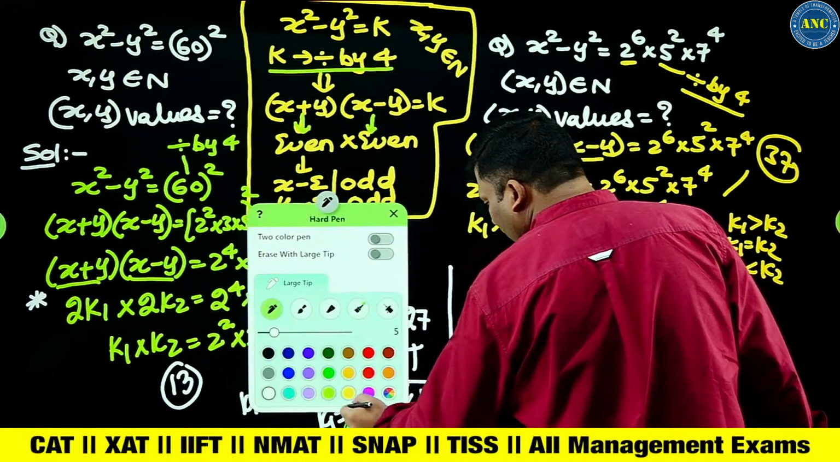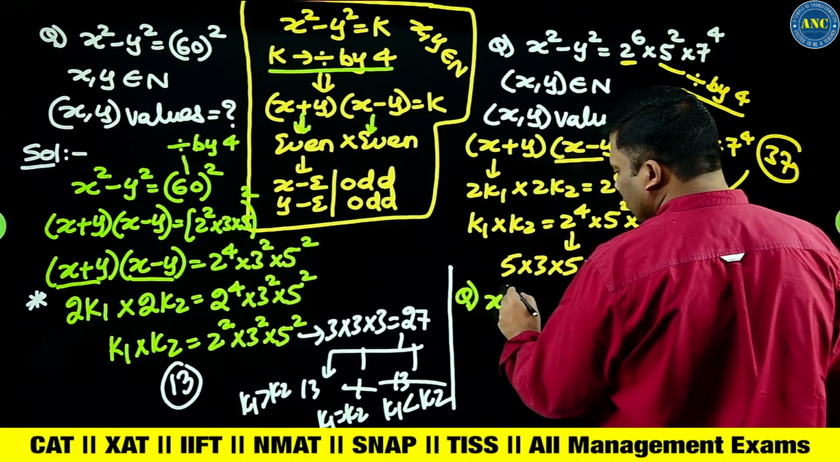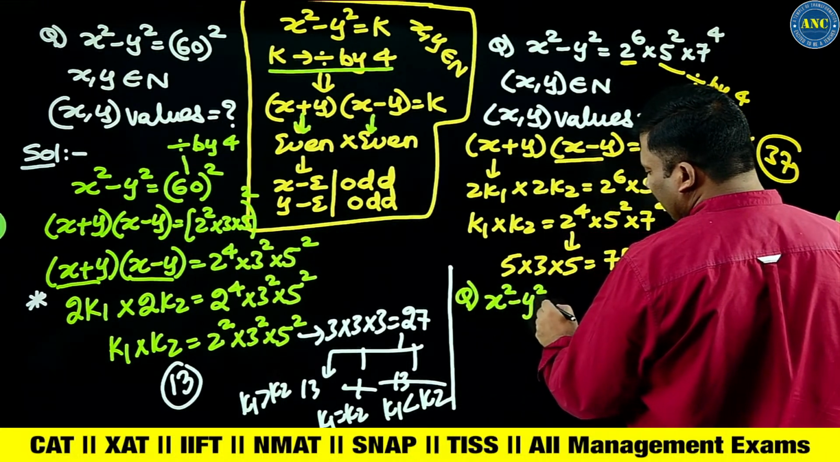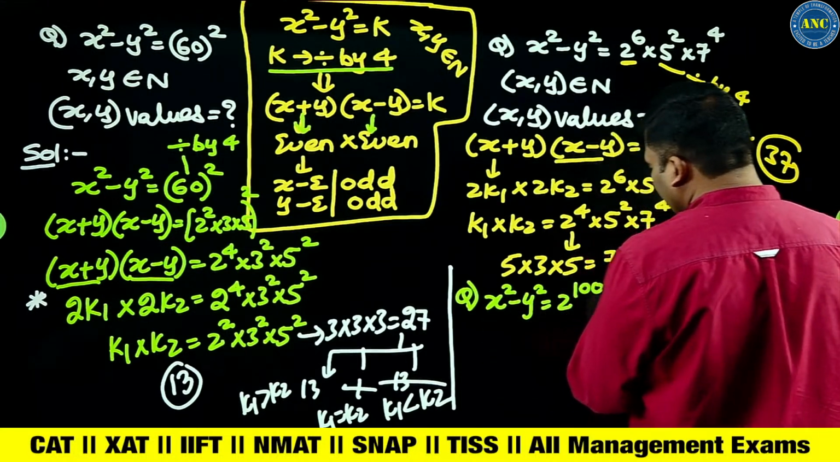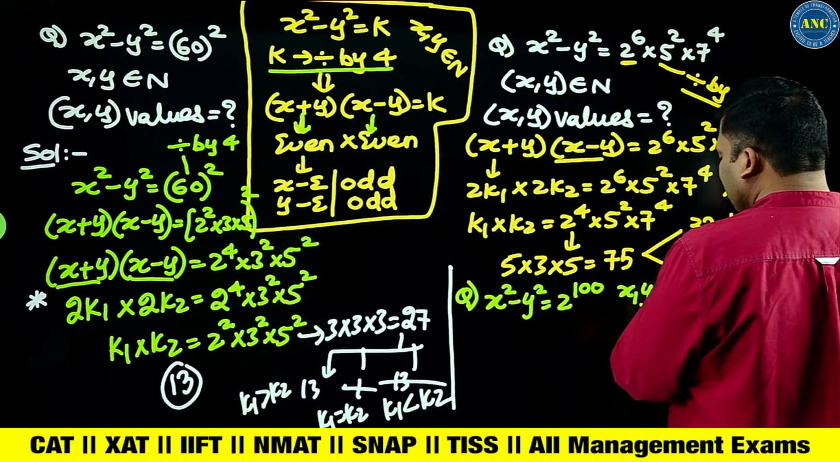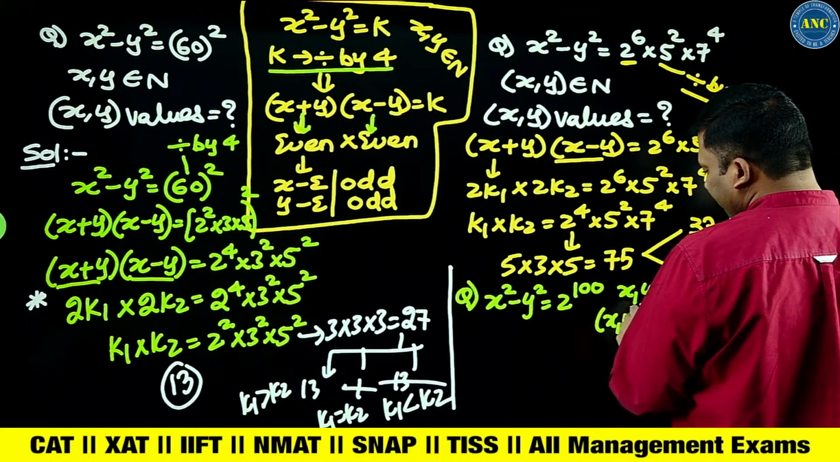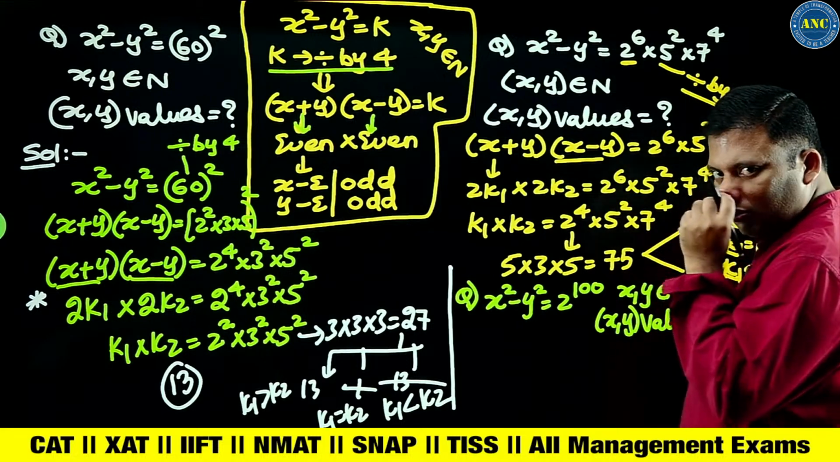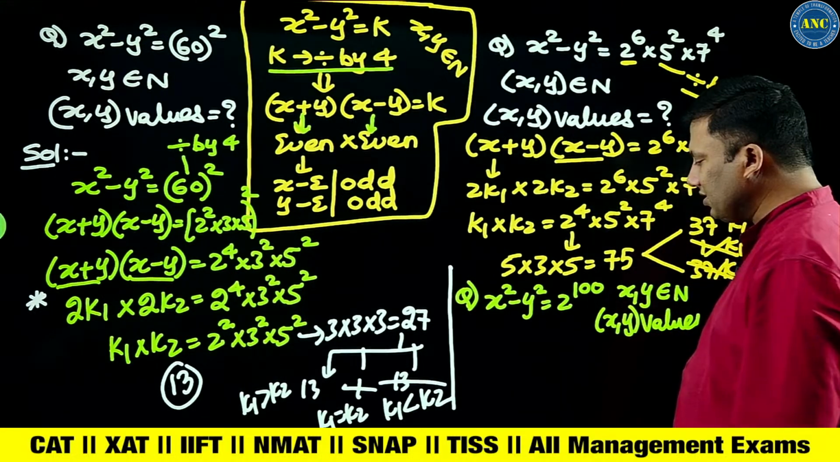Let us solve one more question. Tell the answer fast. X square minus y square is equivalent to 2 power 100. X and y are natural numbers. How many values will x, y take? Once you understand, you can solve the question very easily.